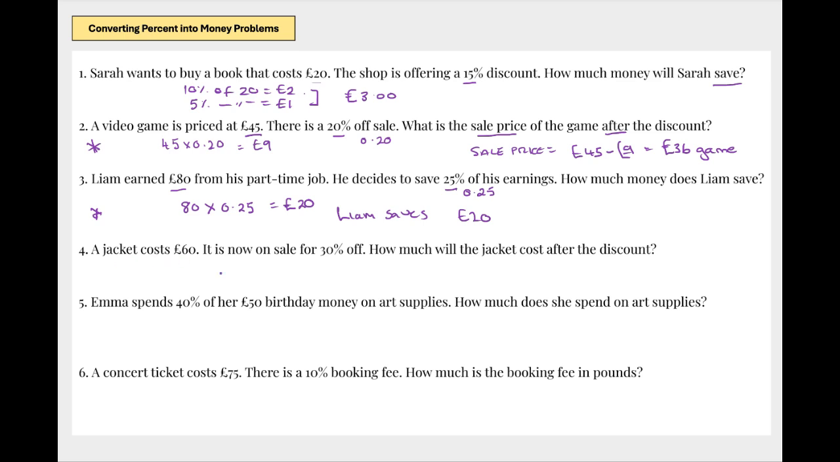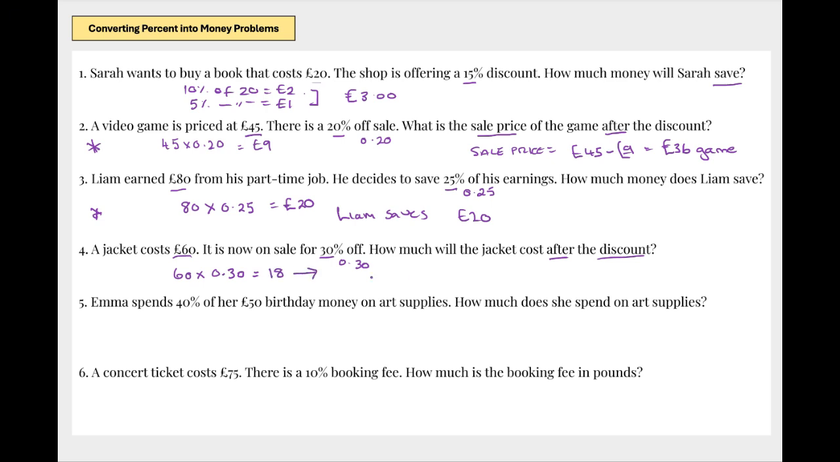A jacket costs £60. It is now on sale for 30% off. Those are our key bits of info. How much will the jacket cost? So it's after the discount again. So what am I going to do? I'm going to convert my 30 into a decimal. So that's going to be 0.30. So that's 60 times 0.30. Now that should equal 18.